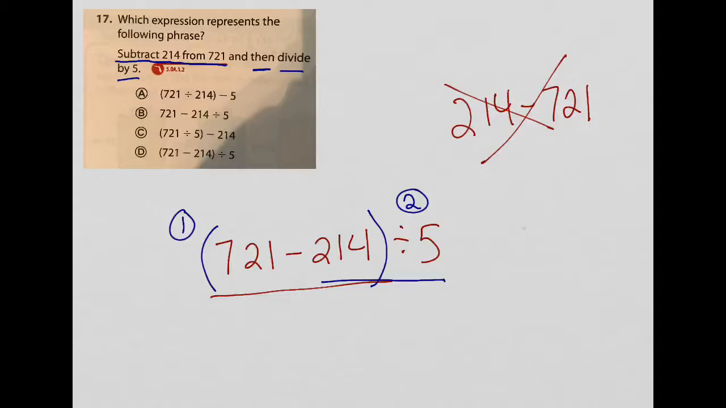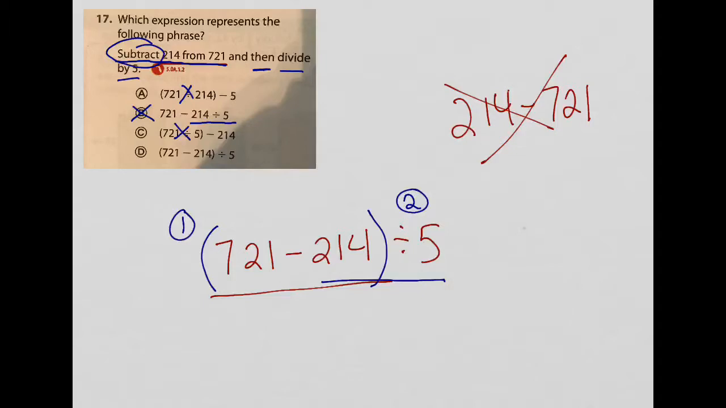Now I have to see what answers I have. A has 721 divided by 214. Well, we know that's wrong because they're asking us to subtract. B has 721 minus 214 divided by 5. Like I just explained, if we were to do order of operations, first would be 214 divided by 5, and that's not what the problem's asking us. So that's gone too. Now we have C. We have 721 divided by 5. That's not what it's asking us. It wants 214 subtracted from 721. It doesn't want 721 divided by 5, so that's gone.